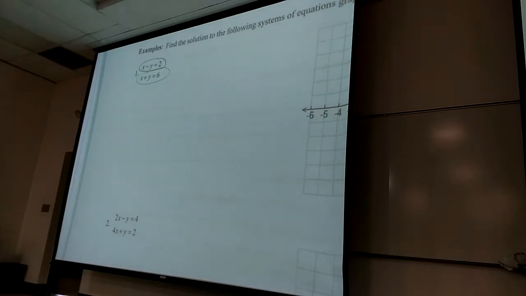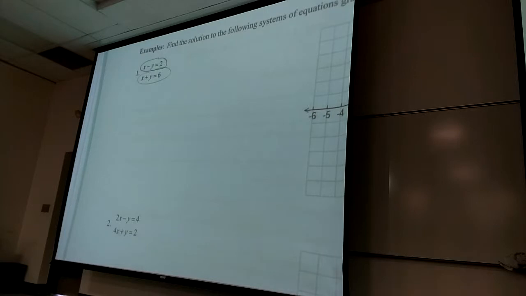In fact, let me get more general here. How many unknown things are there in those equations? 2. The x and the y. So does it make sense that if there are 2 things I don't know, I need 2 pieces of information to try to figure them out?